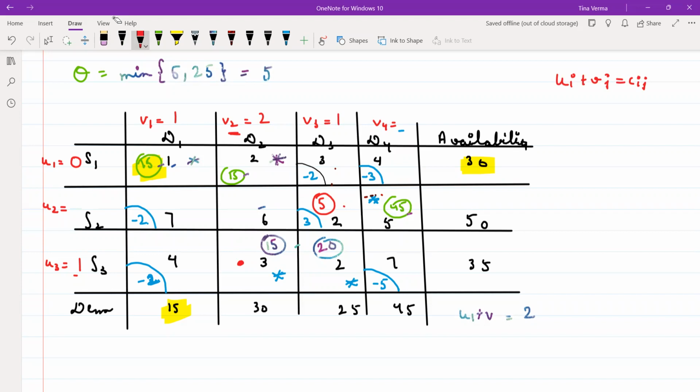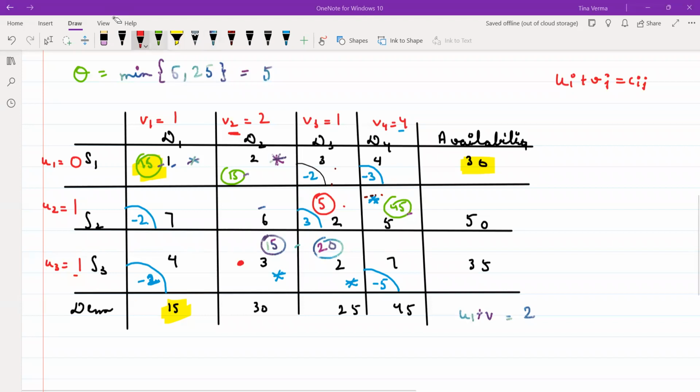And this is also your basic cell, right? U2 plus V3 is equal to 2. So here U2 will be 1. Should I write the equations? U2 plus V4 is equal to 5. So here it will be 3. Is it clear? Sorry, 4. So now you have calculated all your ui and vj's.